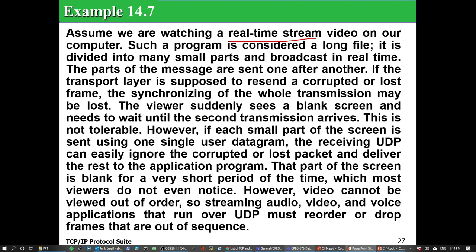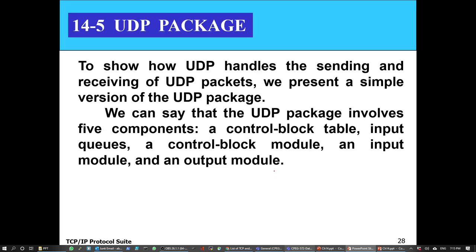A real-time stream video on your computer is considered a long file. So for a long file, we know it needs TCP. That's fine. It is divided into many small parts and broadcast in real time. The parts of the message are sent one after another. If the transport layer is supposed to resend a corrupted or lost frame, the synchronization of the whole transmission may be lost. So the viewer suddenly sees a blank screen because you're correcting now. Then you need to wait until the correct packet comes. That will cause flickering and problems. That's why when we send audio or images, we use UDP, because using TCP will make it worse.